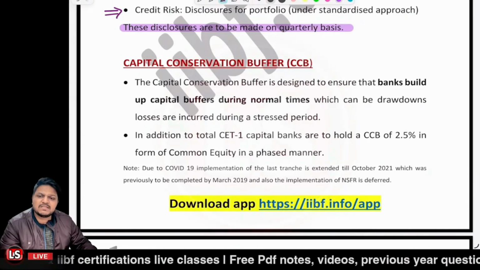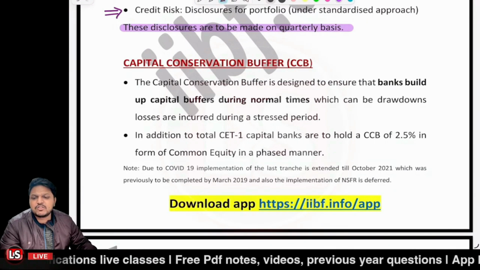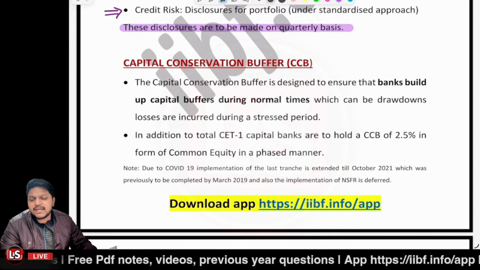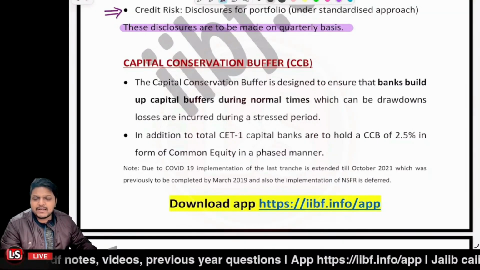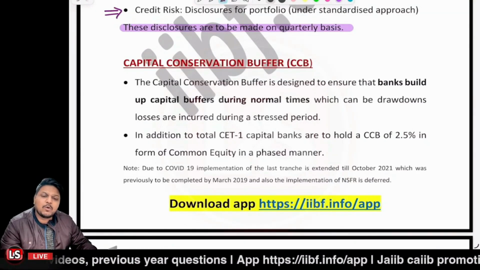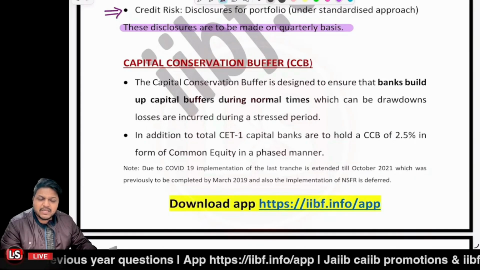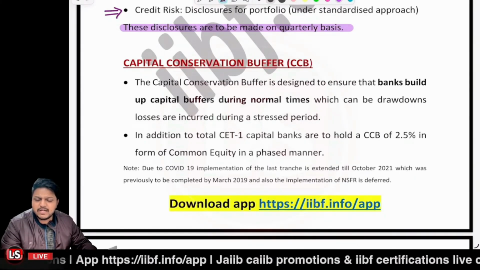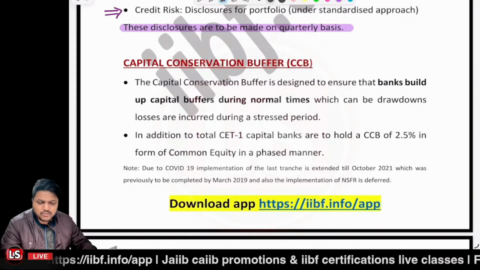Same is the case with the CCB, that is the capital conservation buffer, because it was felt that banks must have some extra cushion with them so that they can withstand downturns, or let's say when economic drawdowns are there, it can be drawn down, right? So that was the case related to the CCB, that is the capital conservation buffer.